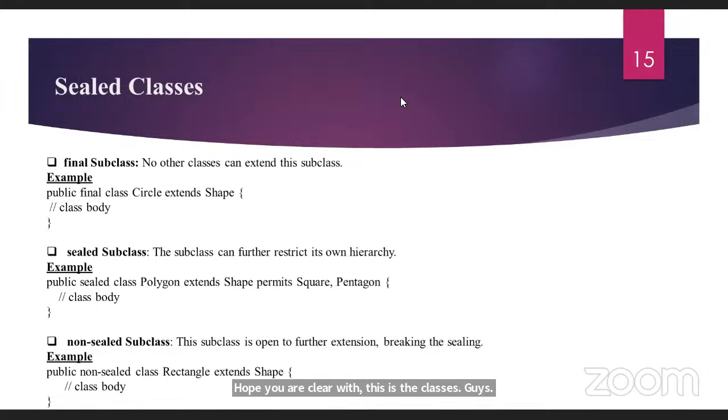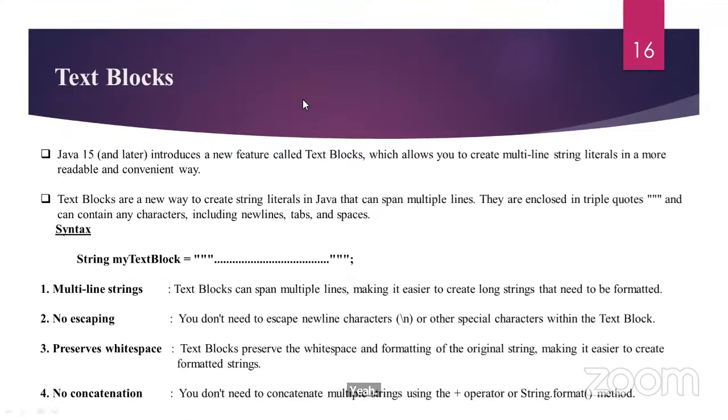Let's jump on to the next one: text blocks, guys. As I already mentioned at the start of our workshop, text blocks are a new kind of string literal representation in Java from Java 15 onwards. In Java 15 it was introduced as a preview feature, and now it is a stable feature from Java 17 onwards.